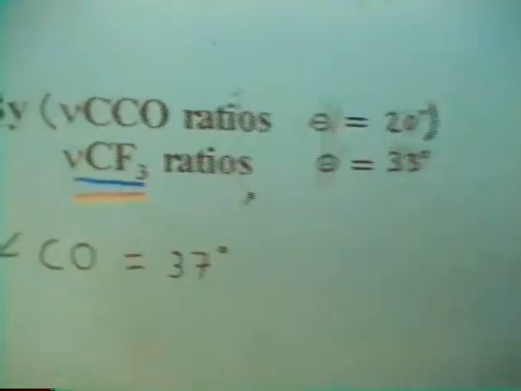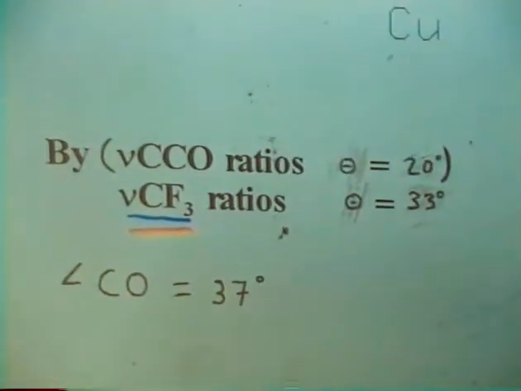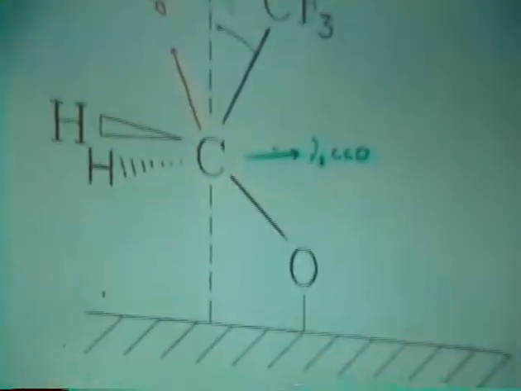If you do the solid geometry for this species, then the angle between the carbon-oxygen bond and the surface normal is about 37 degrees.